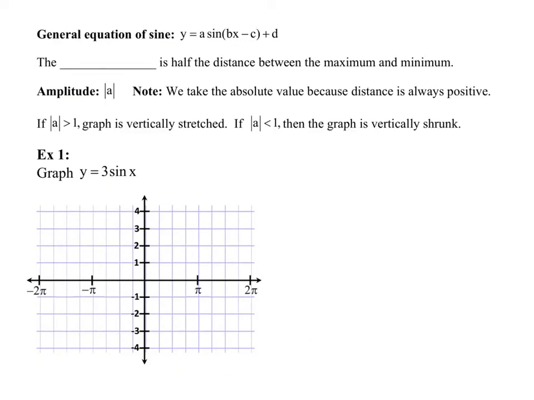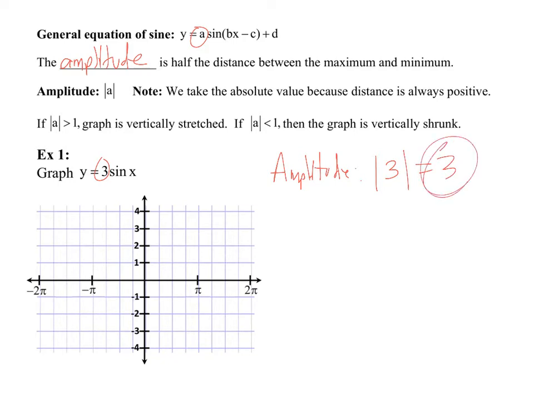Starting with example 1, once again emphasizing this idea of amplitude. We have half the distance between the maximum and the minimum. It's this value right here. So what's going to happen here? Well, I have the amplitude. Take the absolute value of it. It's 3. This is a key piece of information here. Then the other thing that's important is dividing the graph into 4 parts.